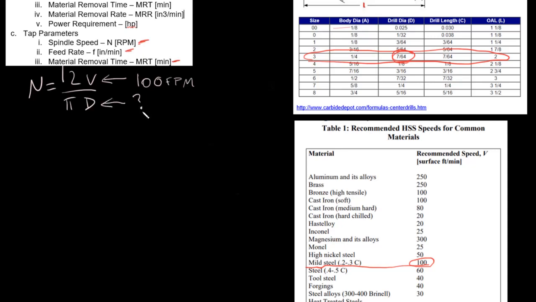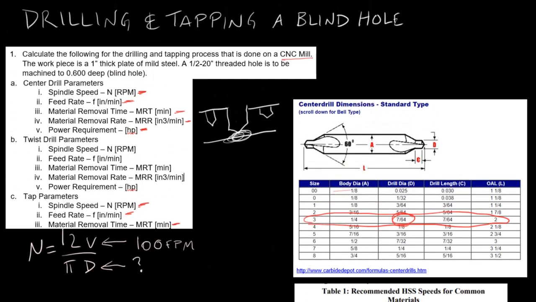And so to find D, the diameter of the hole that you have to drill before you tap, you need to go to the tap table to figure out the diameter of the drilled hole. And it depends on the type of threads. So we are cutting a half inch by 20 threaded hole.